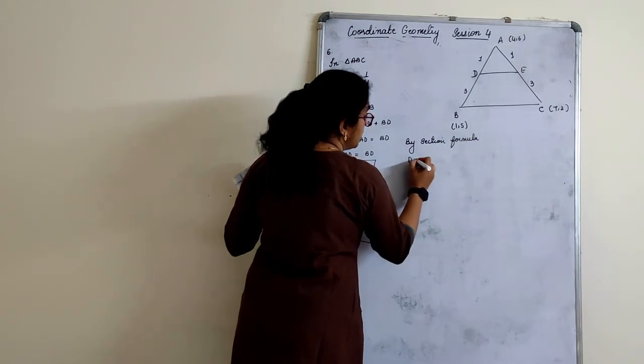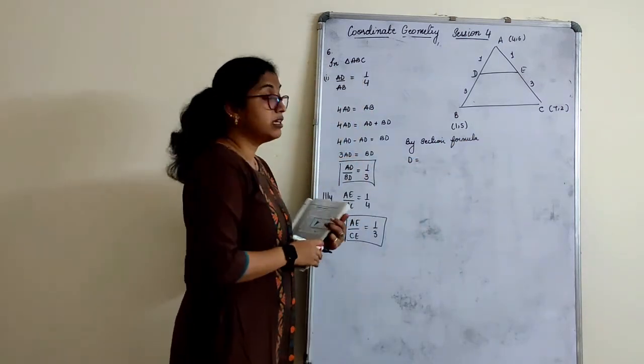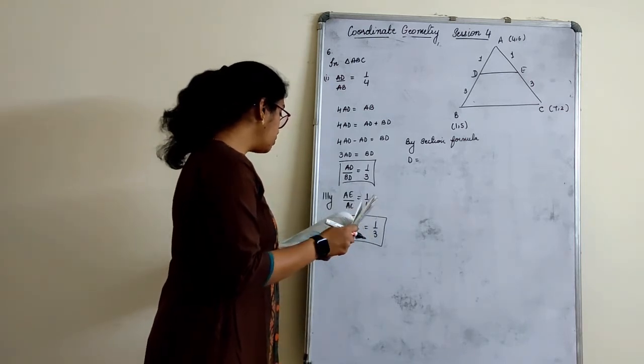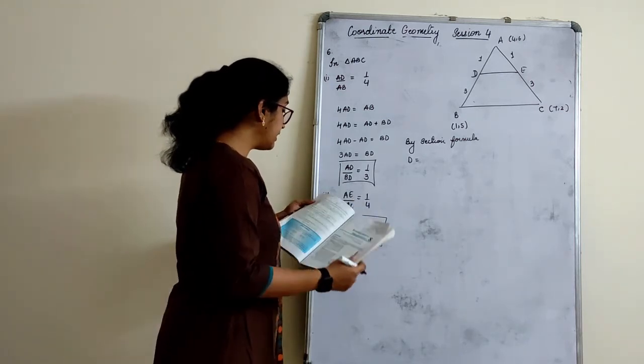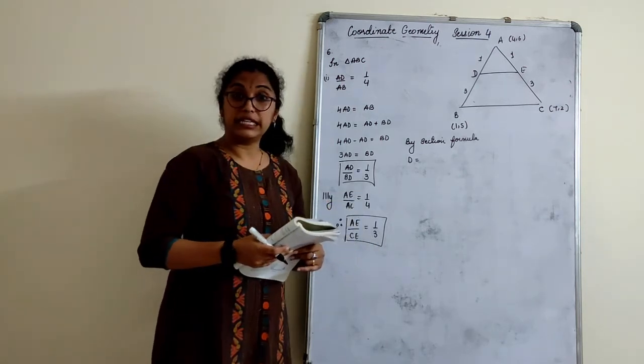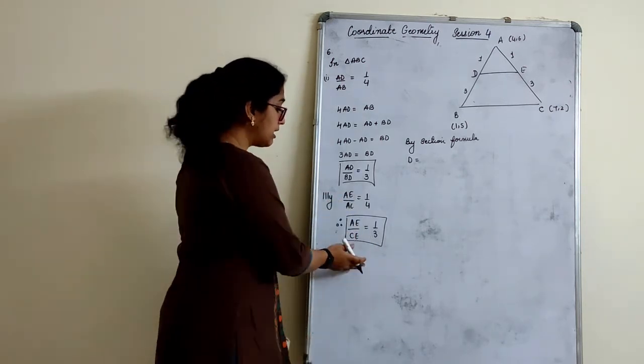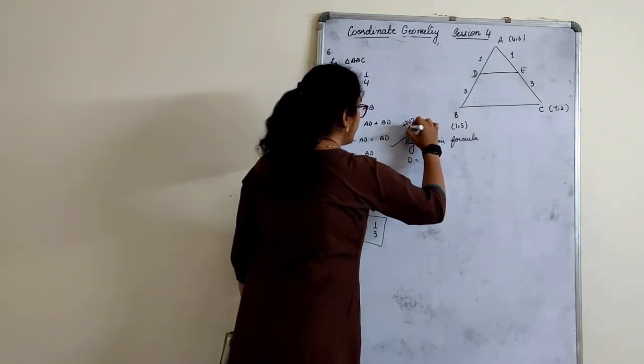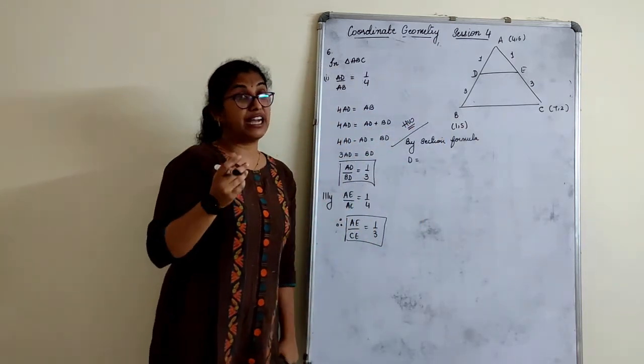By section formula, D coordinate can be found out. Similarly, E coordinate also can be found out. So what I will do here is I will just give you the coordinates of D and E. But you are supposed to do till here I have done, children. Further part from here it's your homework. But still I will give you the final answers.